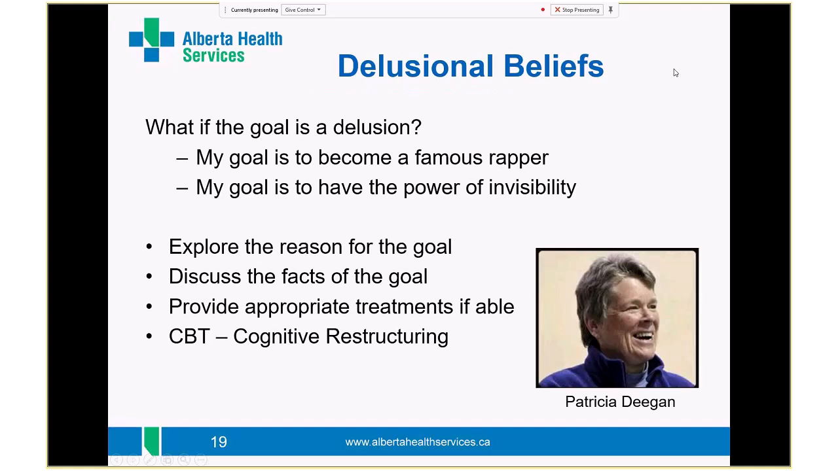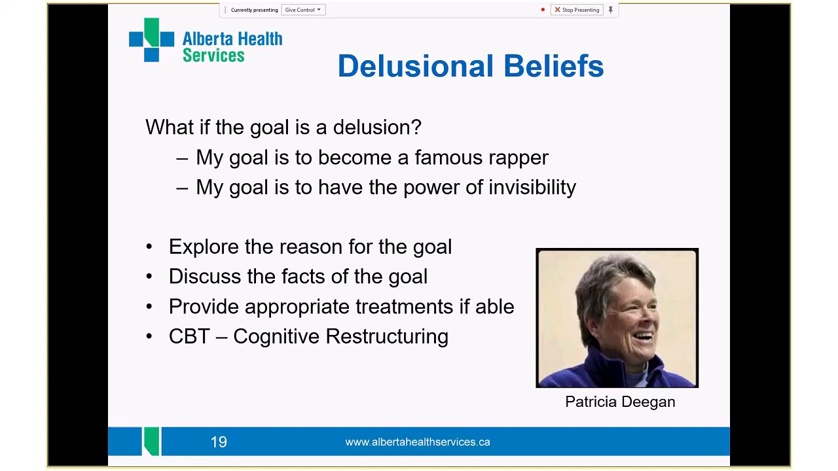Another limitation with recovery-oriented care is related to delusional beliefs. So what if the patient has a goal and it's a delusion, like becoming a famous rapper or having the power of invisibility? This is where our clinical judgment comes into action. We need to explore the reason for the goal. Is there something else going on? Do they want to be a famous rapper because they like singing, or they just want to be noticed, or is it they want to be rich?